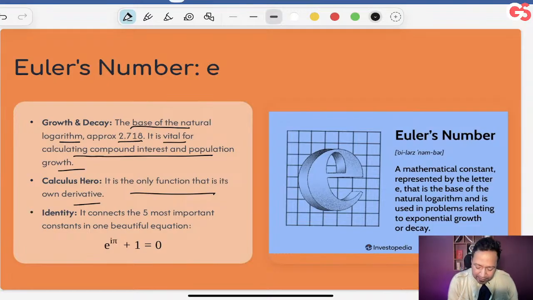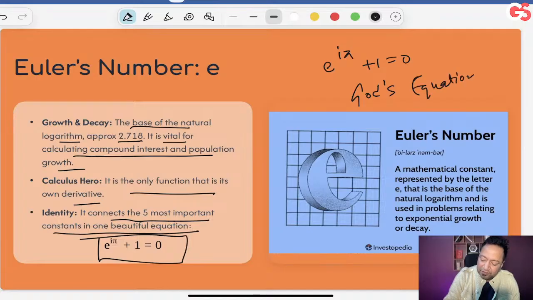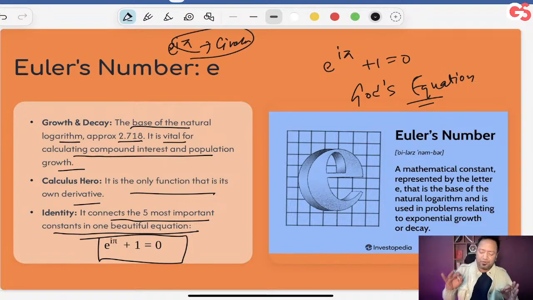And the identity connects the five most important constants in one beautiful equation: e^(iπ) + 1 = 0. You know what? e^(iπ) + 1 = 0 is also known as God's equation. You know why? Because it is a single equation which takes care of all the other equations. It is trigonometry, it is complex numbers also, it is algebraic as well, because e^(iπ) actually gives you a circle's equation, but that is something which is beyond your understanding. For now, I just wanted you to know that this equation is basically known as God's equation. So Euler's number, a mathematical constant represented by the letter e.